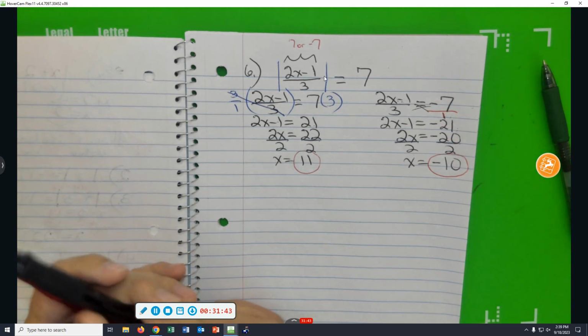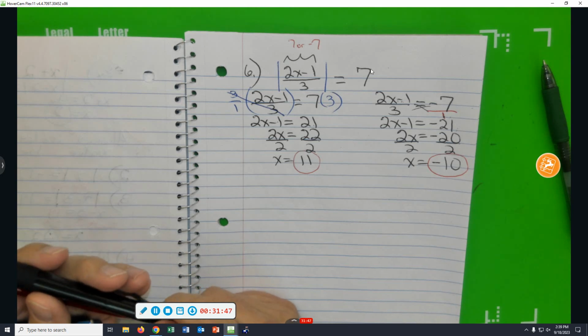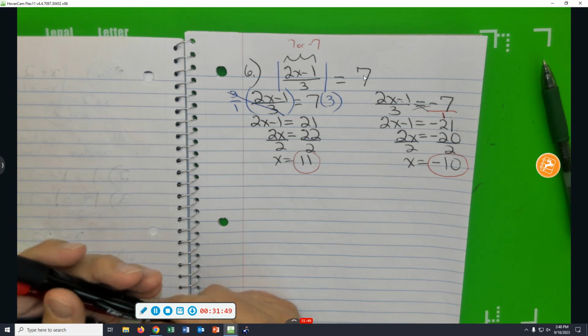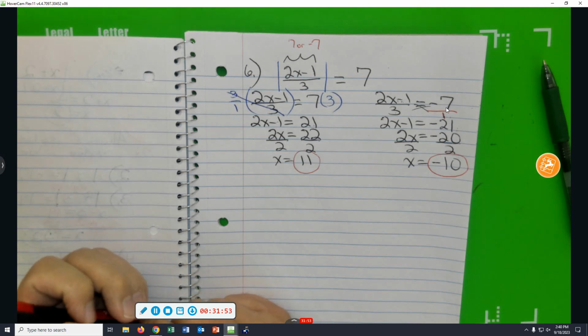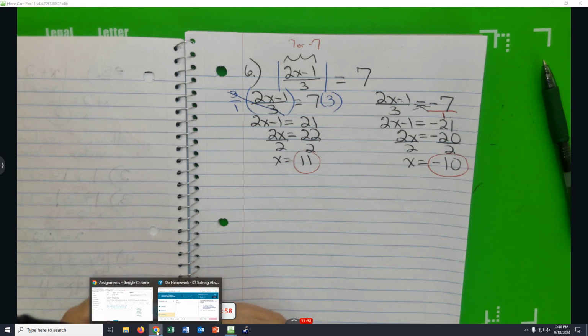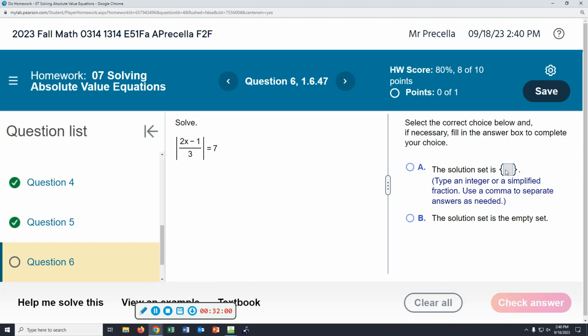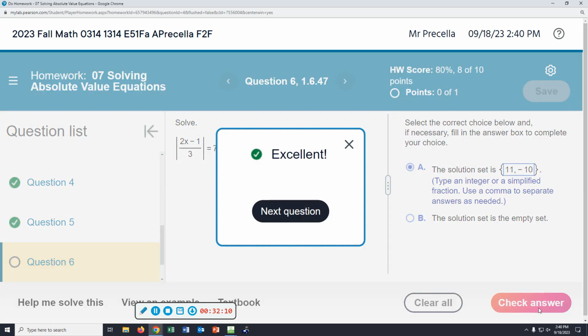Absolute value bars were isolated, or were by themselves. So you just go equal, and you have a positive number on the right. So equal positive, equal negative. So 11 and negative 10. Let me type that in. 11, comma, negative 10. Any questions?